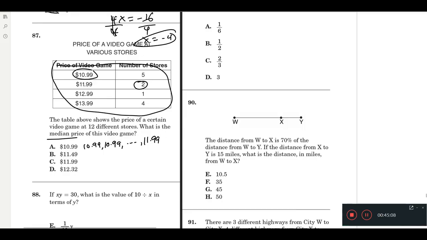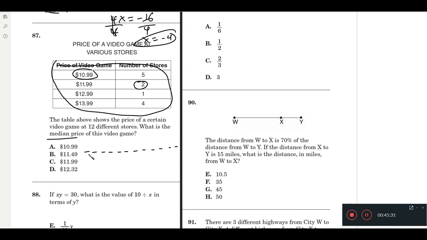If you look at the chart, the 12.99 and 13.99 already add up to 5, and then the 10.99 is also 5. So the middle one would be 11.99 on the chart. But there are 12 numbers, so there are 2 middle numbers. You have to add them, the middle 2. The average of them is 11.99 for both. It'll be 11.99.